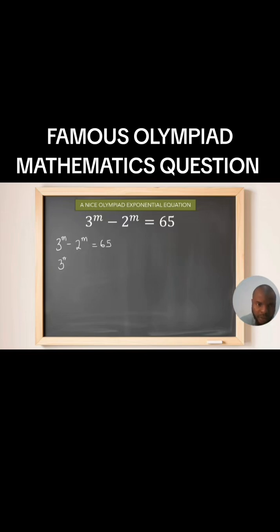By writing this, I have 3 to the power of m, then raised to the power of 2 over 2, minus 2 to the power of m, raised to the power of 2 over 2, equals 65. If you look at this expression, this is still the same thing as this, because 2 over 2 is equal to 1, which still gives the same value.